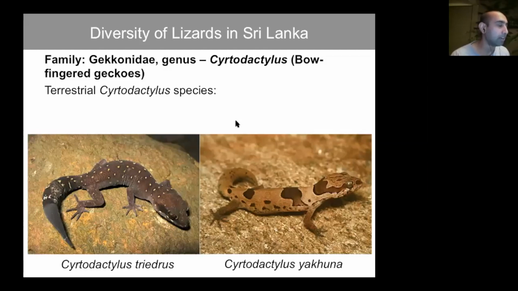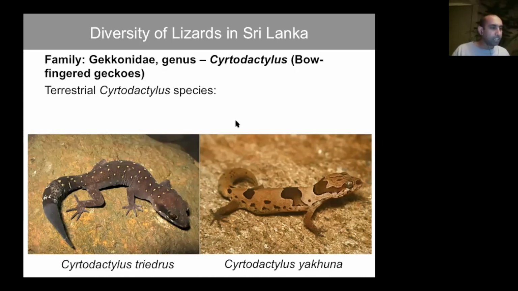Pseudodactylus triodrus is a very pretty gecko, in my opinion. Dark blue to purple color with yellow spots, and you can find them in the humid forest of this country, mostly in the wet zone. And then we have Pseudodactylus yakuna. So it's again a really pretty gecko, found only in the dry zone of the country.